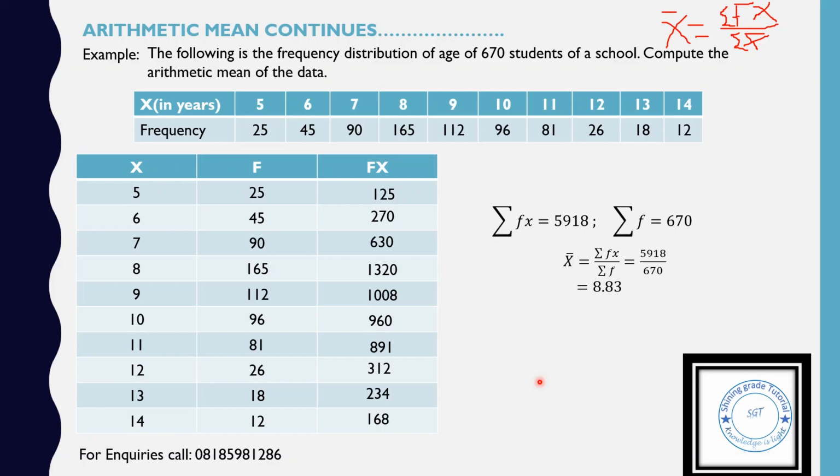So the average mean age of a student is 8.83. That is the average mean age, and it has a lot of interpretation.